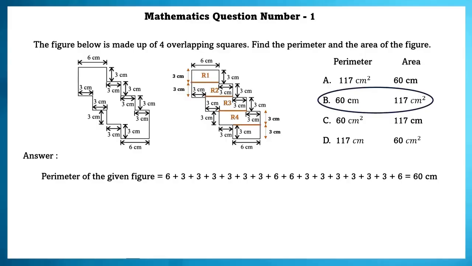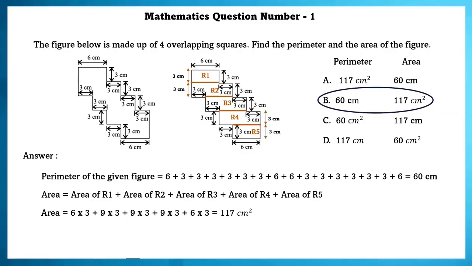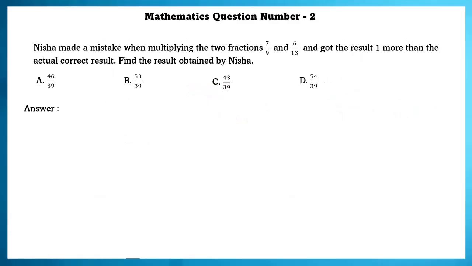Now we can divide this figure into 5 rectangles. If we find the area of rectangle 1, 2, 3, 4 and 5 and add them, we'll get the answer as 117 centimeters square. So our guess, that is the B option, is correct.